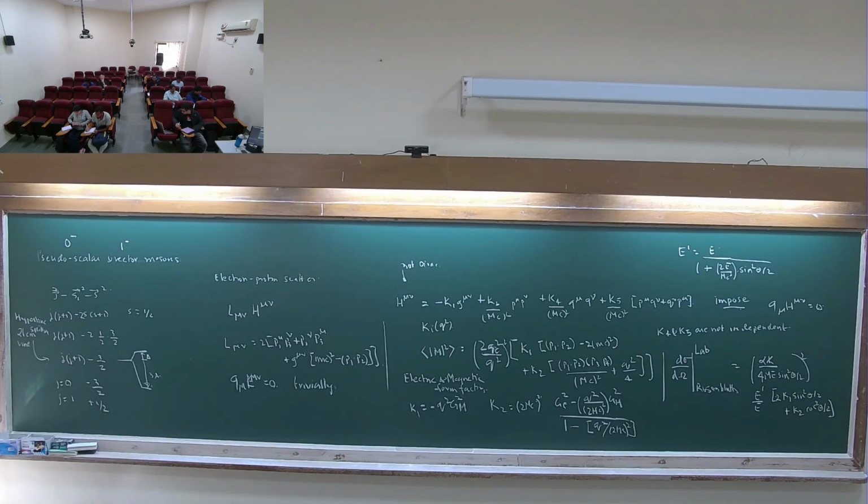So these are called the magnetic moment distributions. Can people see his screen? One sec.